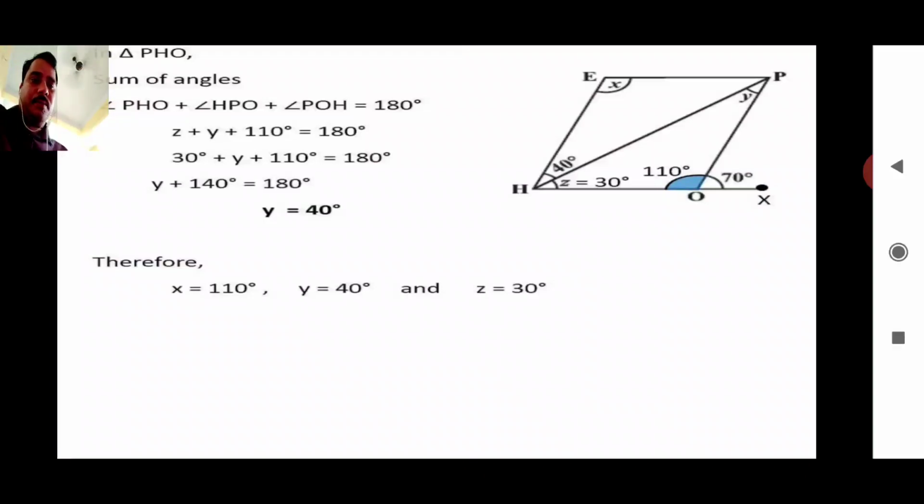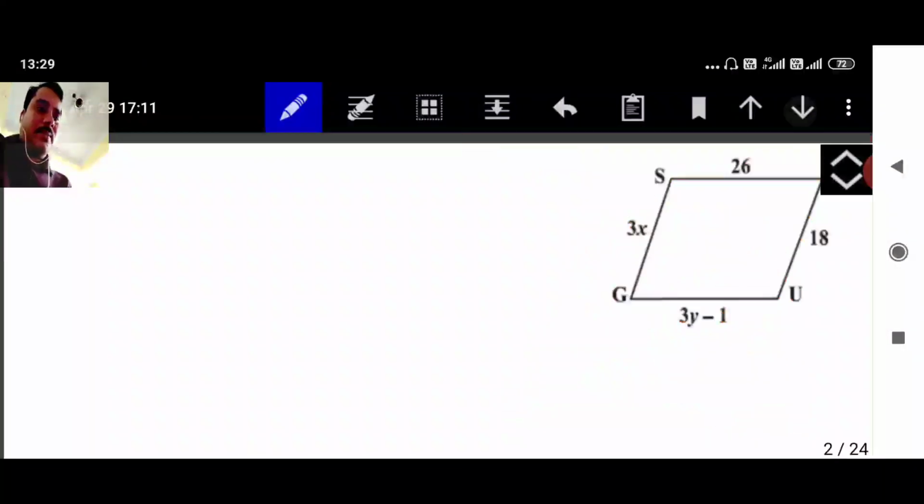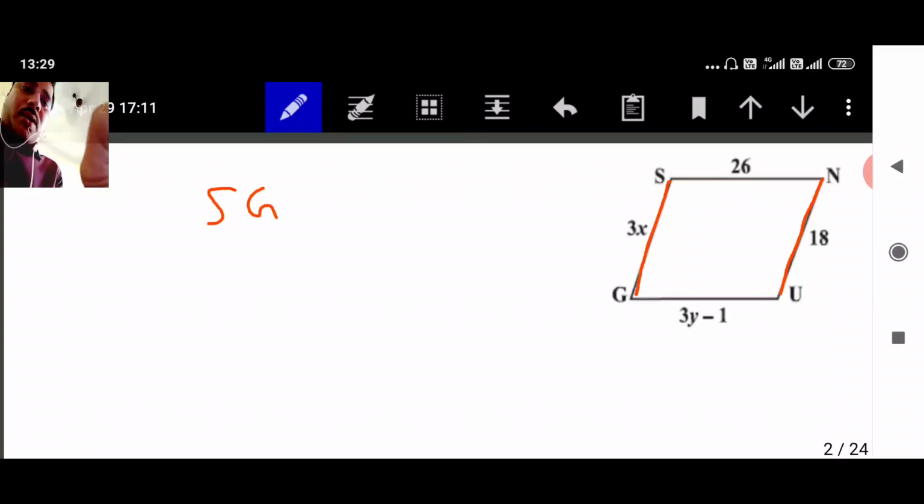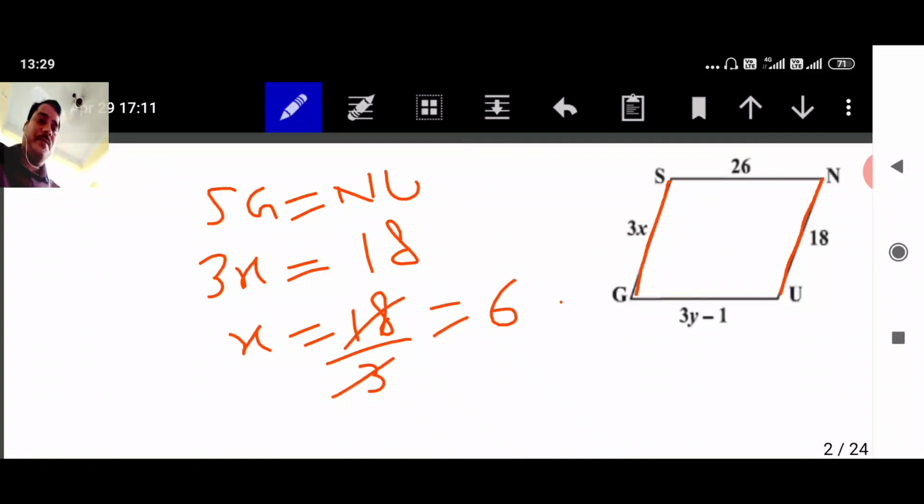Next one. The following figures, GUNS and RUNS, are parallelograms. Find x and y. Here it is given that these are parallelograms. So you know that the opposite sides of a parallelogram are equal. So SG equals NU. What is the value of SG? 3x. What is the value of NU? 18. So x equals 18 by 3. You can get 6.